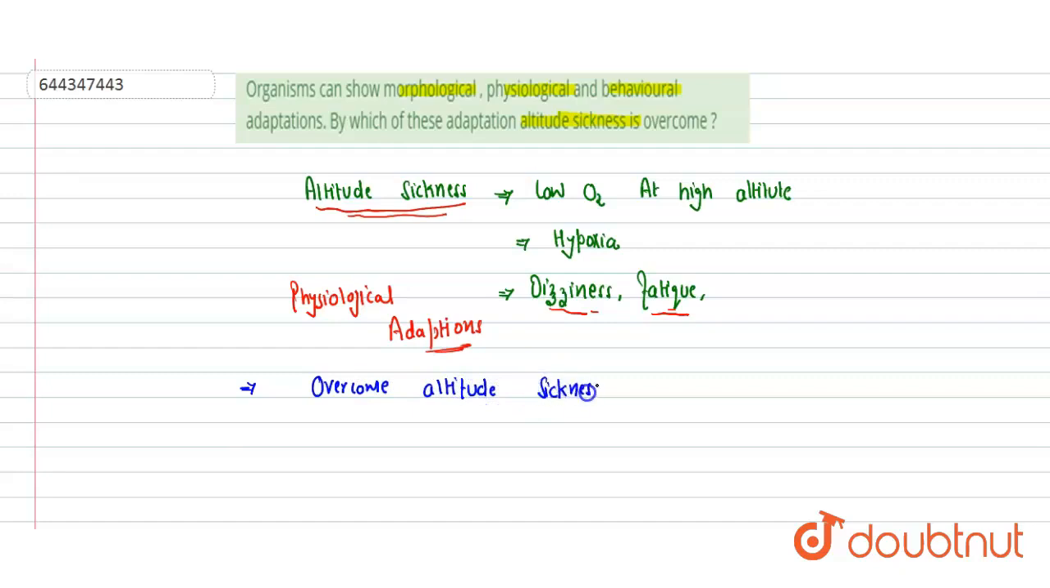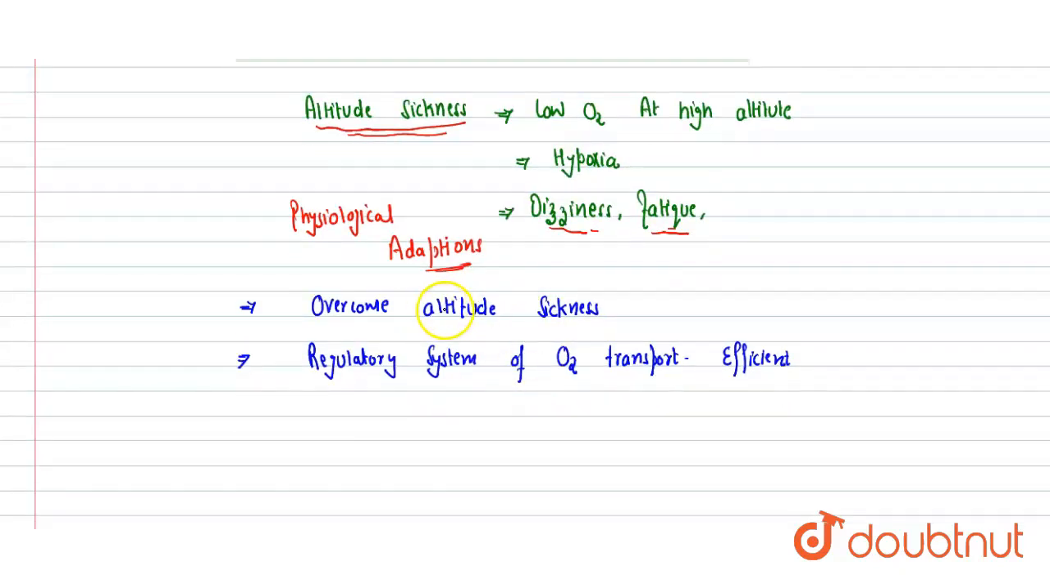This physiological adaptation comes in terms of a person having a regulatory system of oxygen transport that is quite efficient. It can be made efficient by doing exercises, breathing and cardiac exercises before going to the altitude, so that proper, efficient oxygen transport is there and the blood circulation is quite efficient.